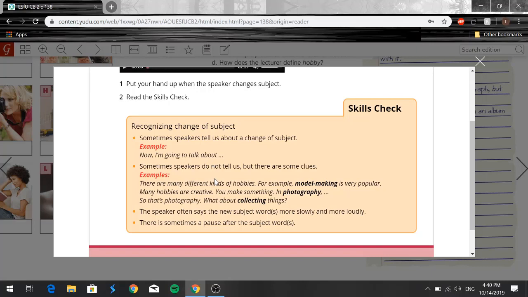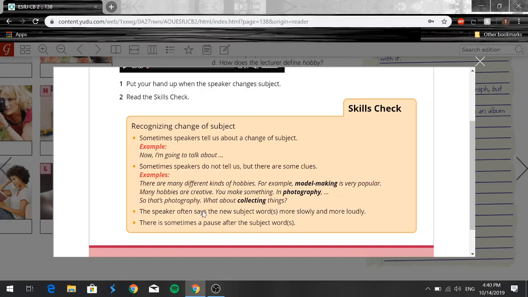Now, you've got to know that sometimes speakers do not tell us that they're about to change the subject, leaving a lot of people confused, right? So if I say, there are many different kinds of hobbies. For example, model making is very popular. Now, me as a speaker, I didn't specifically say that I'm about to change the subject, right? But some clues include, for example, model making. Now I'm talking about a different kind of those hobbies, one of the different kinds of these hobbies, right?